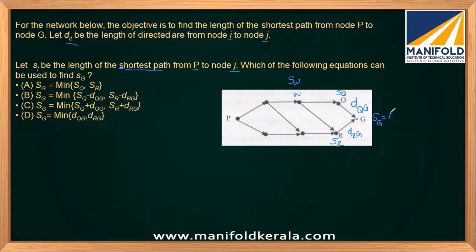So we will take the minimum of either SQ plus DQG or SR plus DRG. So that is how you calculate SG, right? That was the question, and so I think C is the answer. SQ plus DQG or SR plus DRG, among those the minimum has to be taken. So this will be the answer.